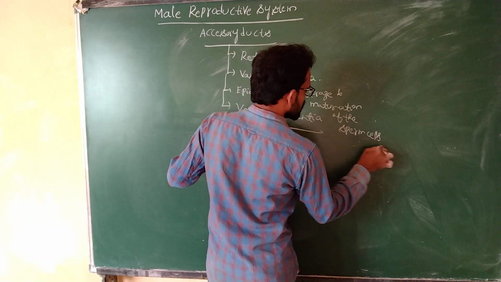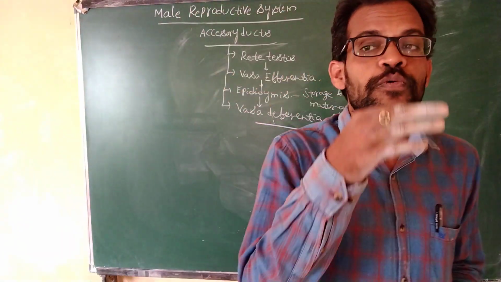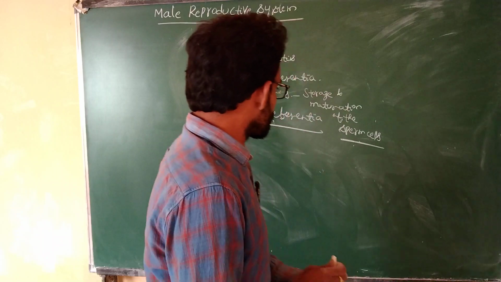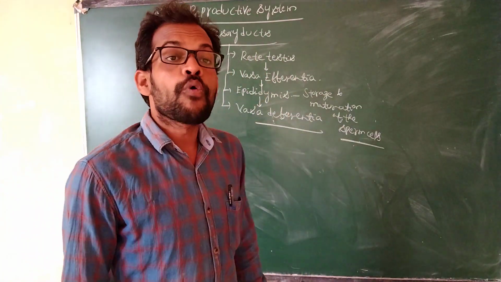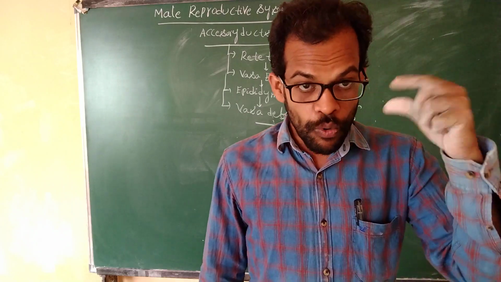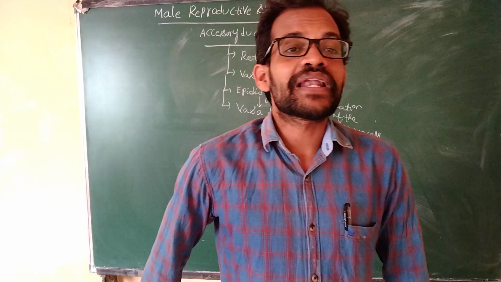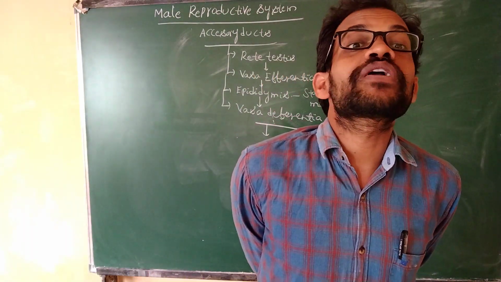The storage and maturation of sperm. Vasa deferens is helpful for the transportation of the sperm cell. Next one. This vasa deferens opens into the posterior side of the urinary bladder, with the help of one important duct known as the ejaculatory duct.